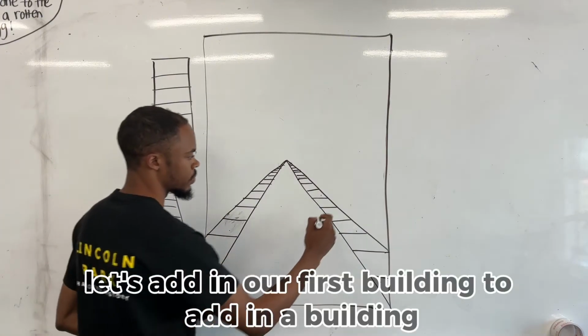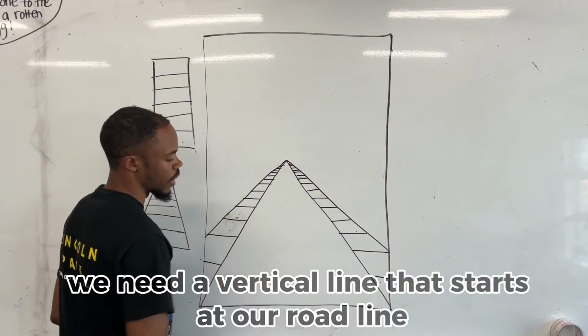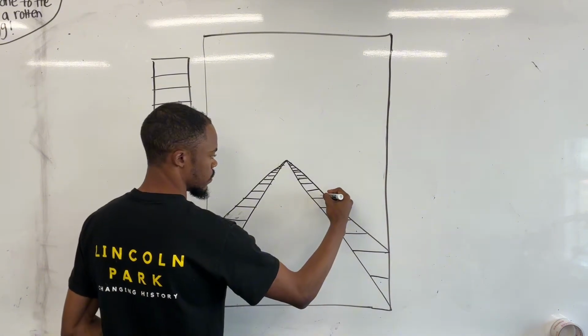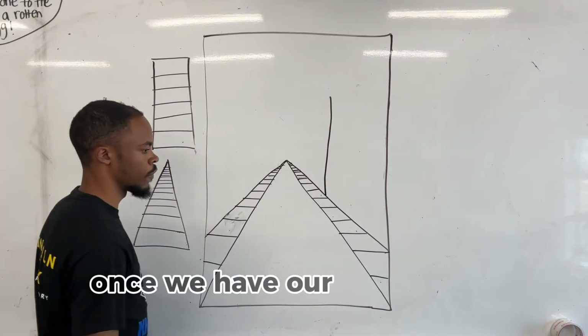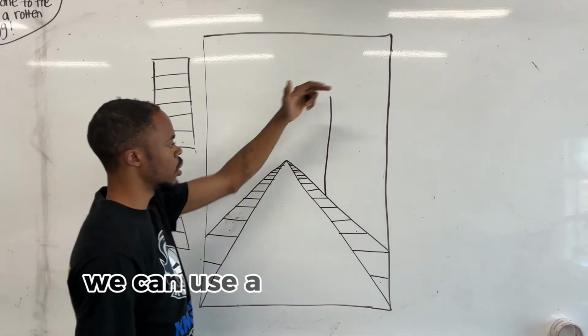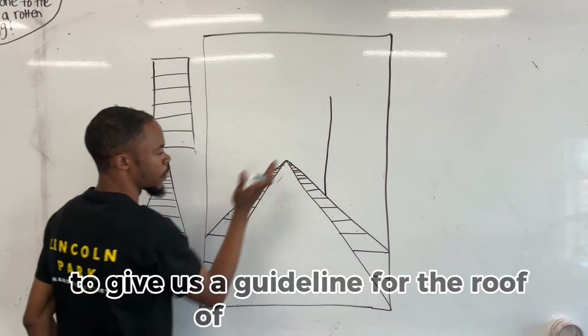To add in a building, we need a vertical line that starts at our road line. Once we have our first vertical line, we can use a straight edge or a ruler to give us a guideline for the roof of that building.